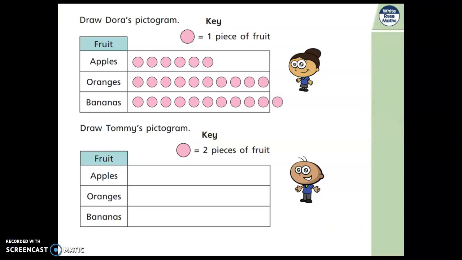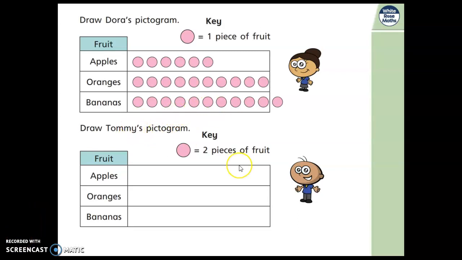Okay, so looking at this question here, we're looking at the pictogram about Dora's pieces of fruit. So the key, this one counter is one piece of fruit. So we've got apples here, so we've got 1, 2, 3, 4, 5, 6 apples. 1, 2, 3, 4, 5, 6, 7, 8, 9, 10 oranges. 1, 2, 3, 4, 5, 6, 7, 8, 9, 10, 11 bananas.